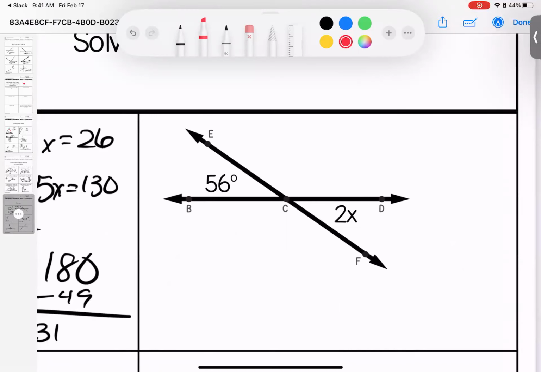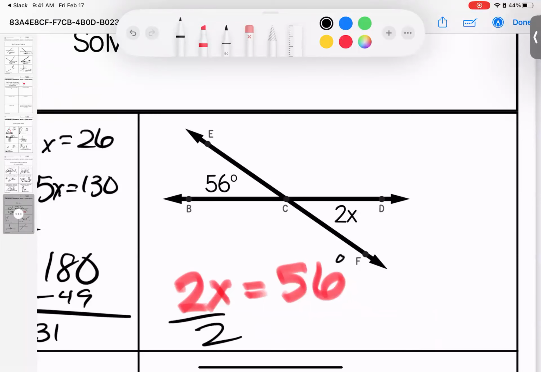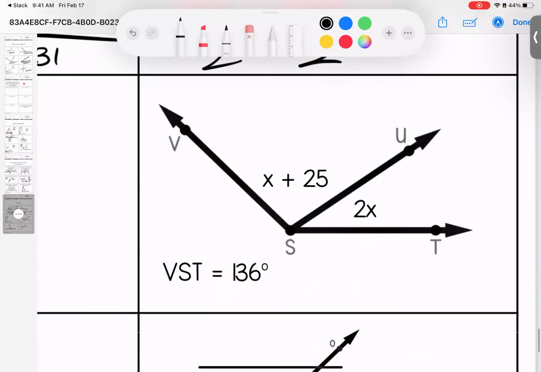All right, over here, I have 2x has to be equal to 56 because I know that they're going to share a value. Divide both by 2. 56 divided by 2 is going to leave me with 28. X is equal to 28. All right, my whole angle is going to equal 136 degrees.